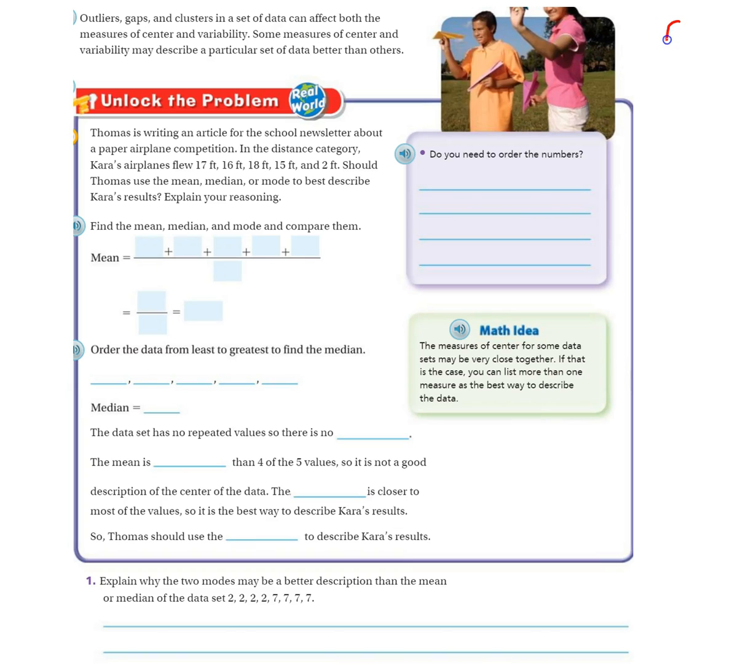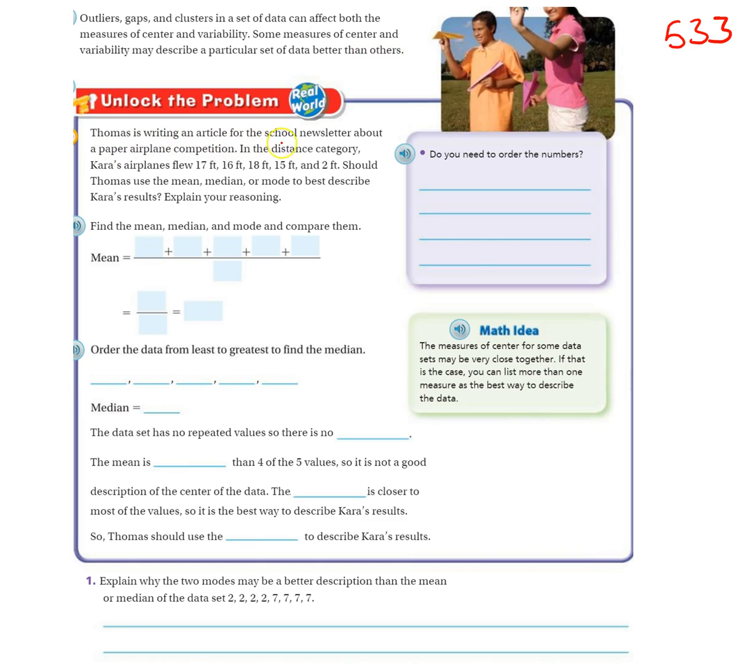All right, now I'm on page 533, the Go Math textbook. Follow along. It says outliers, gaps, and clusters in a set of data can affect both the measures of center and variability. Some measures of center and variability may describe a particular set of data better than others.